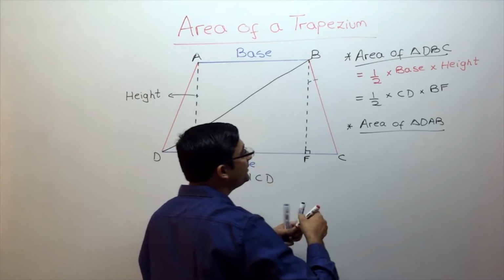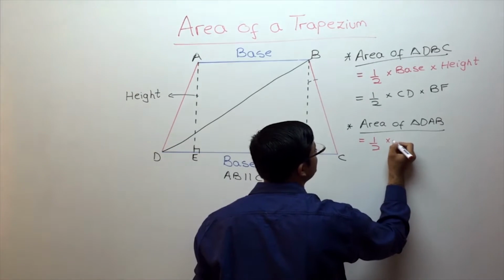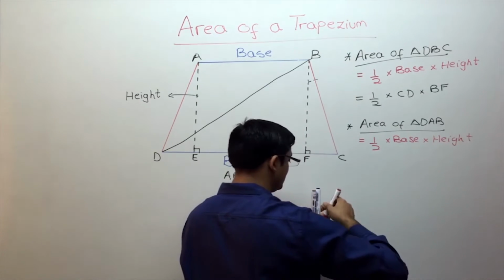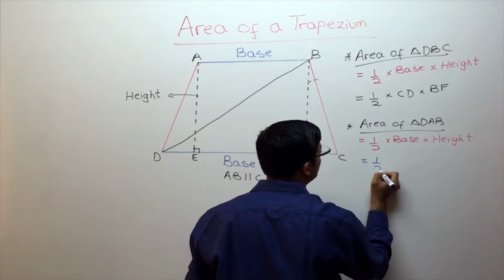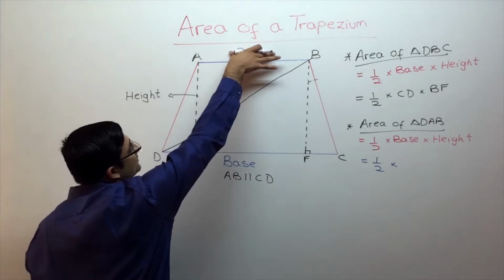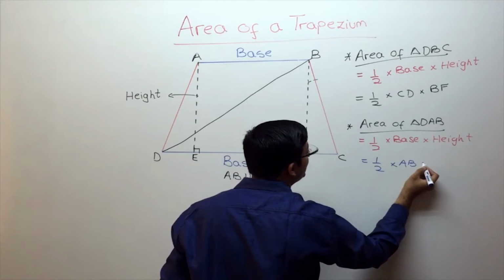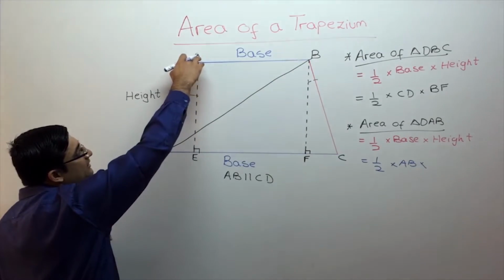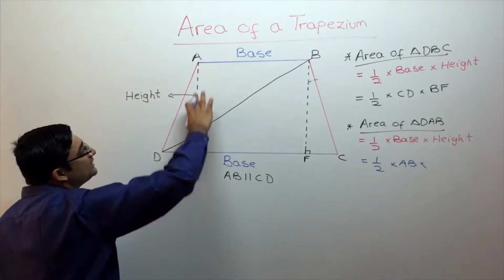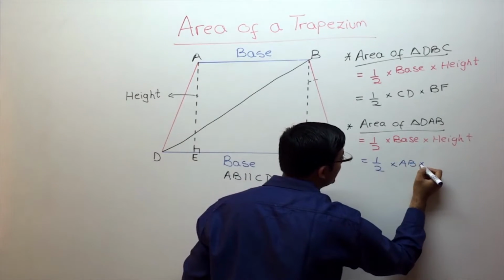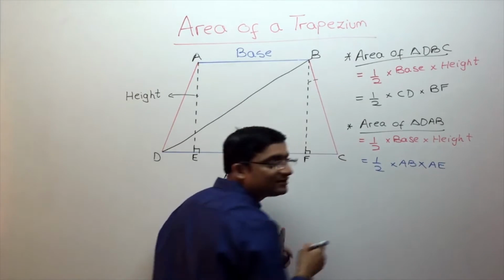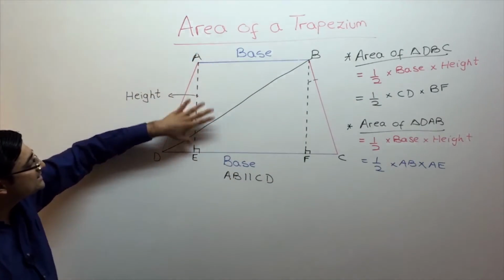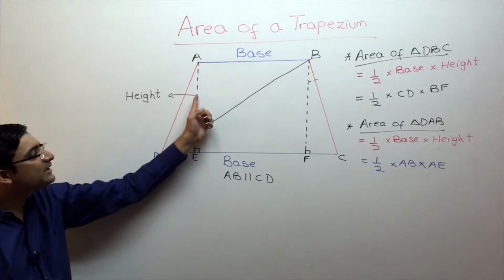Again, we'll use the same formula, that is half base into height. Let me write in blue. Half into, now for this triangle, what is the base? AB is the base, multiplied by height. What is the height? In this case, EA is the height. I repeat, for this triangle, what is the height? EA, or AE, is the height. From the base to D, what is the distance? It is AE, right? So half base into height.